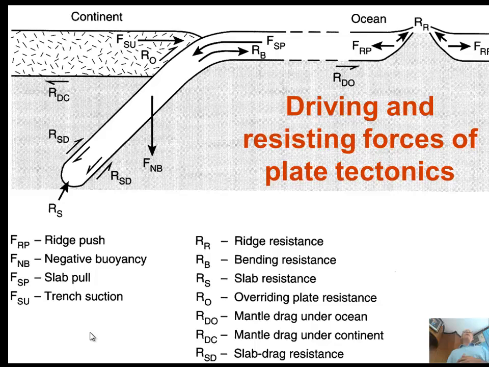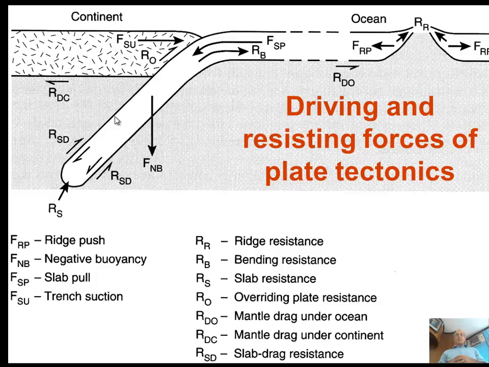But there are forces that are driving it, and the biggest ones are the ridge push. So the ridges are high and they push down, but also out. And then the slab pull: the slab is falling down into the upper mantle and being sucked down. And so that gets the plates, the divergent to convergent system, going.